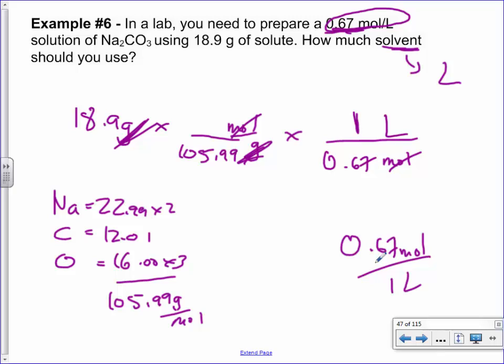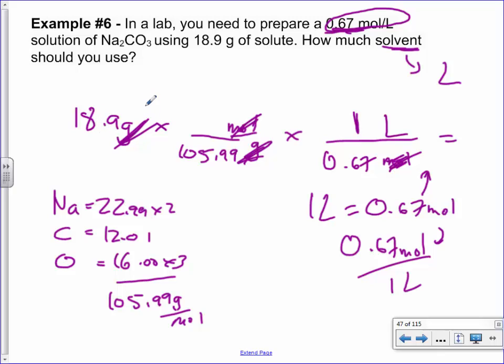I know that in math, I would tell you that you can't just flip a number upside down. But because I put units on it in chemistry, this is a valid way of solving it, because it's just flipping the ratio. This 1 liter equaling 0.67 moles can be written either way, but this particular way is more useful. So now everything's canceled. The moles is canceled. The grams is canceled.